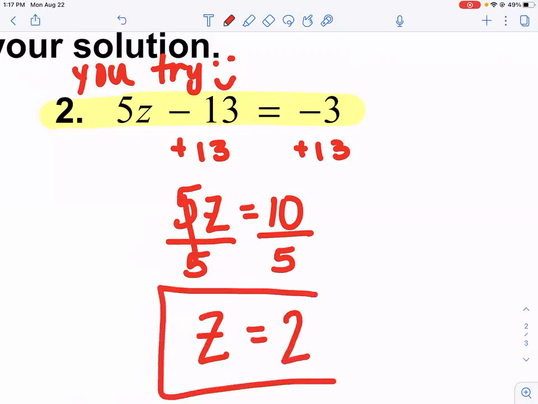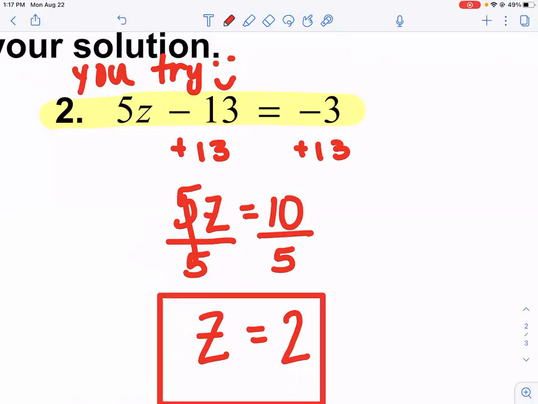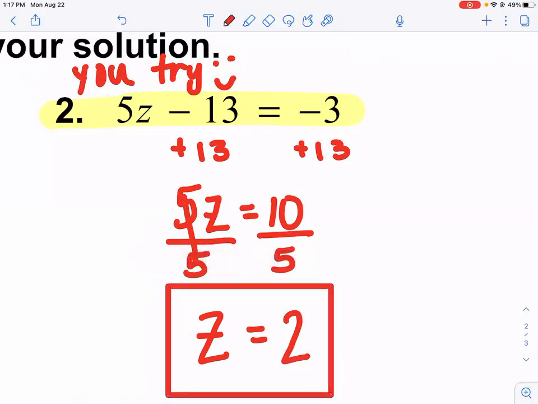Something that I like to do, because I never want to confuse a z and a 2, I'm always going to put a little line through my z. That way I never think it's a 2. This is what my z's are going to look like, just so I can keep my z's and 2's separated.